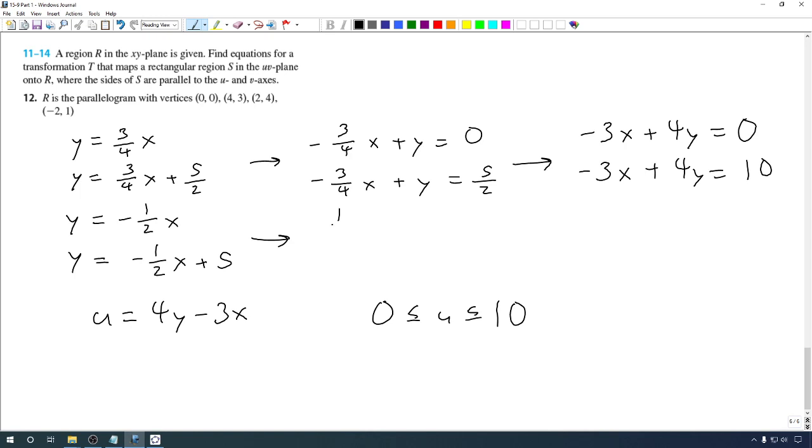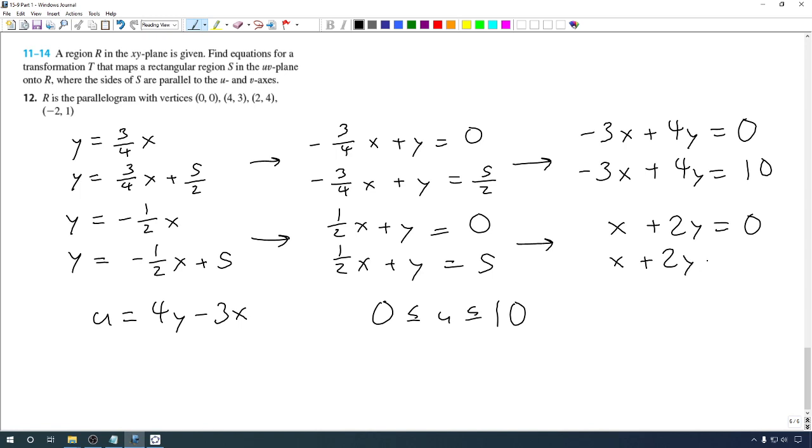You can do the same thing with these two equations here. Basically move the 1/2 x over to the other side. So 1/2 x plus y is equal to 0 is this first equation. Second equation is 1/2 x plus y is equal to 5. Again, let's just get rid of the fractions by multiplying everything by 2. We have x plus 2y is equal to 0, and x plus 2y is equal to 10. So if we set v equal to x plus 2y, then that value is going from v equals 0 to v equals 10.